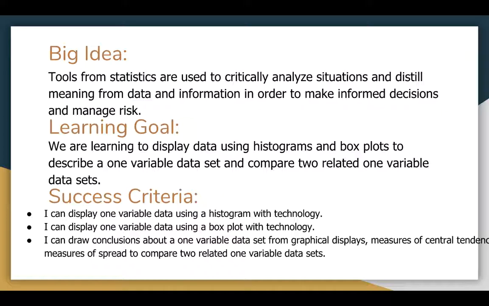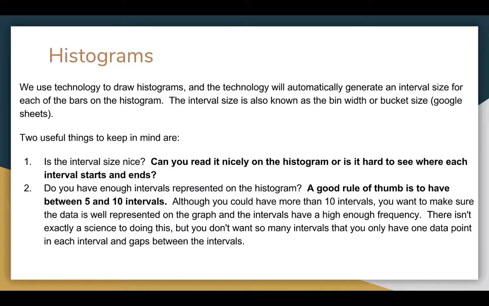We're looking at displaying histograms with technology, which we've already done, displaying box plots with technology, and then making conclusions about your measures of central tendency, measures of spread, and comparing data. So for histograms, we just used technology to generate them. I mentioned this before, but Google Sheets does the histogram automatically, though you have to actually alter the bucket size under customization.